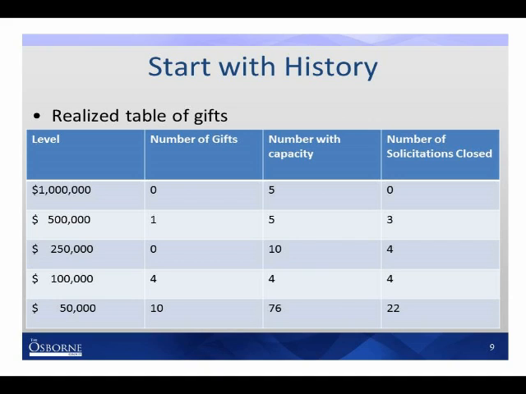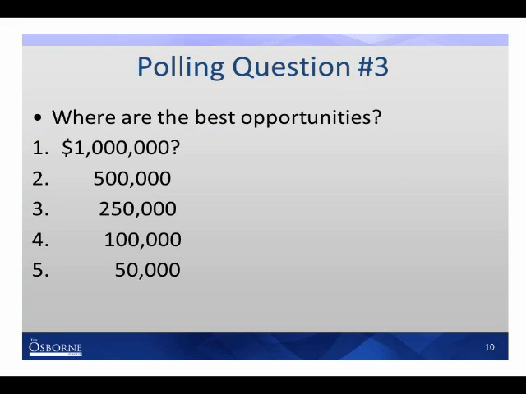So I'm going to open that poll. All right, so do you see the best opportunities at the $1 million level, the $500,000, $250,000, $100,000, or $50,000 level? Obviously, you only can pick one answer, so there's clearly more than one answer here, but where's the best? The place that you would look the most.